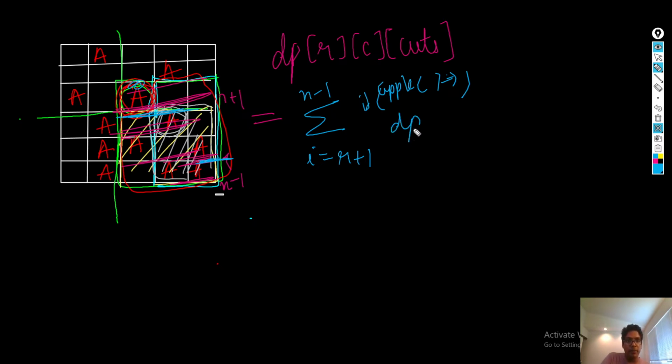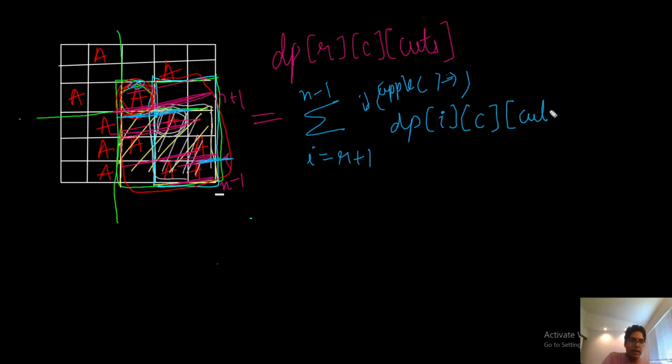You would want to add dp of whatever you're iterating, your dp of i, the next row, for every cut, comma, with the column remaining the same, and you're using one less cut, because right now you're making one cut for actually doing that. So whatever cuts you made before, with one cut less than that, is what you're adding, and these are the number of rows.